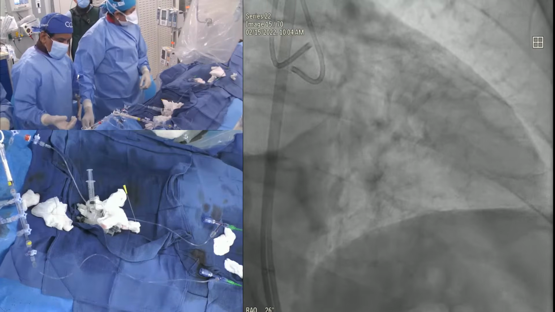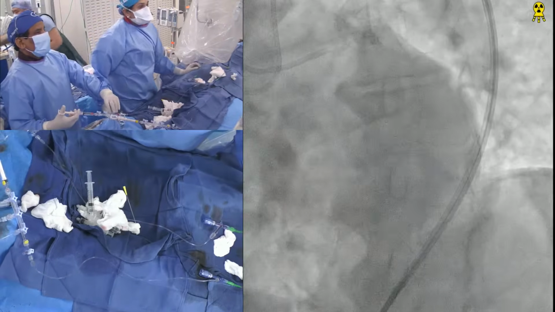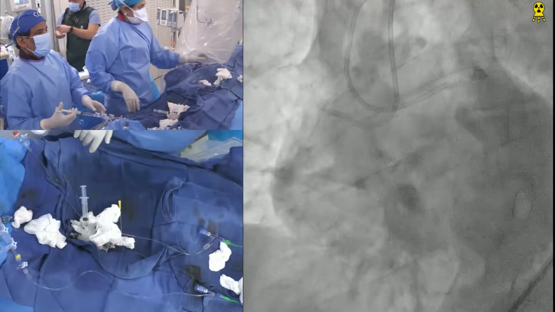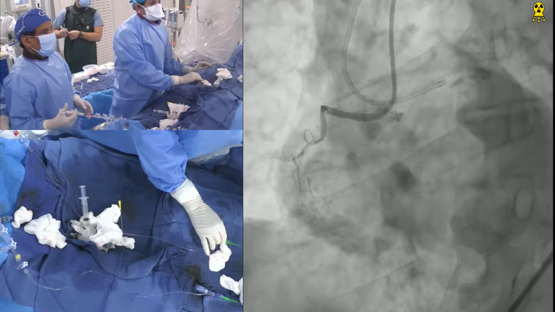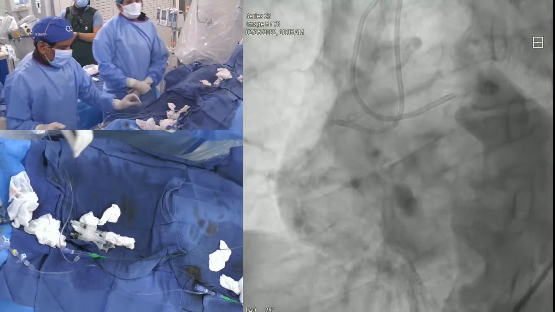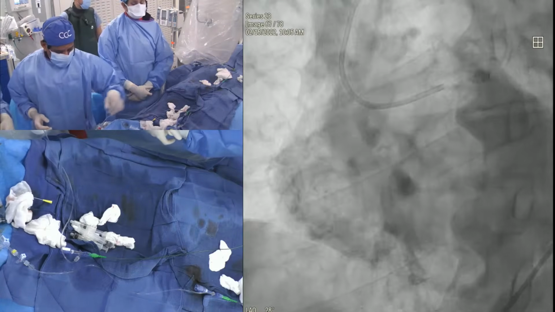Okay, we can take one little picture of the RCA. Okay, good. Not bad. Same. The flow has never progressed. Yeah. So I think we just conclude now.